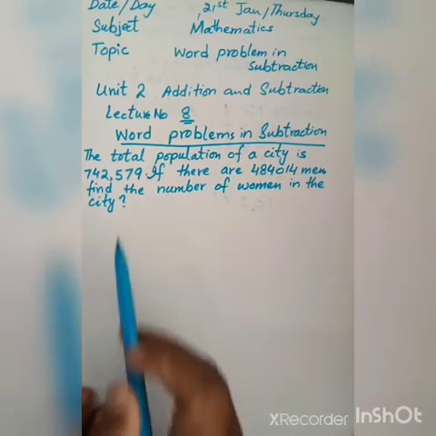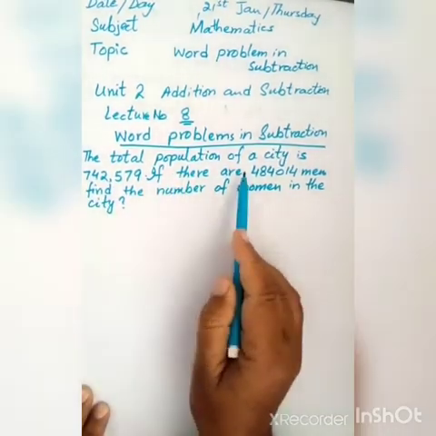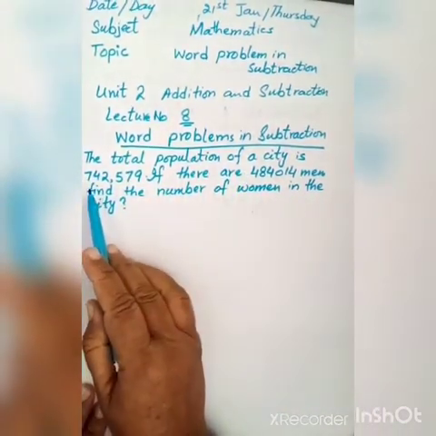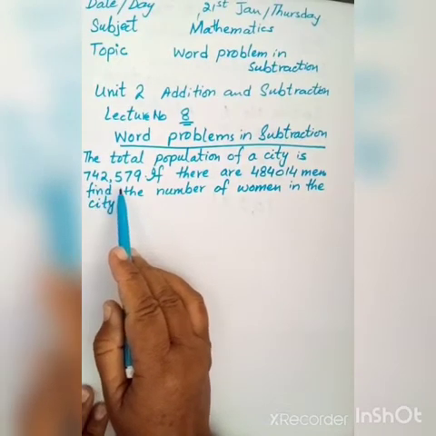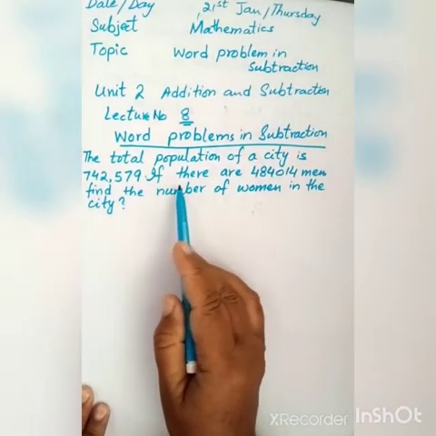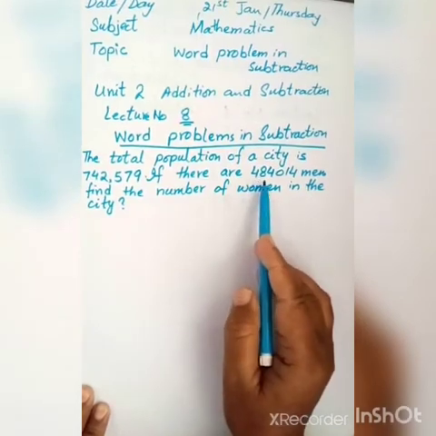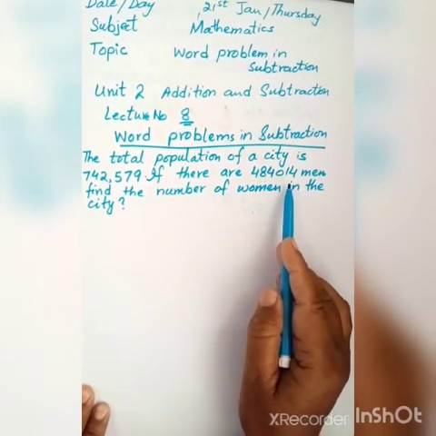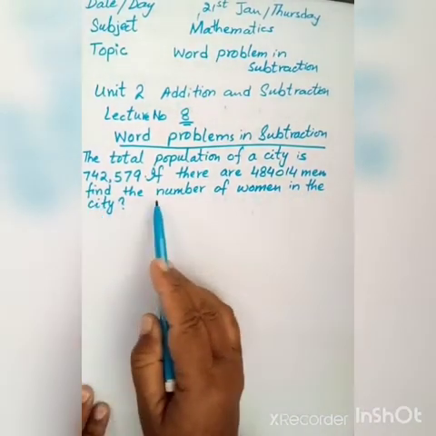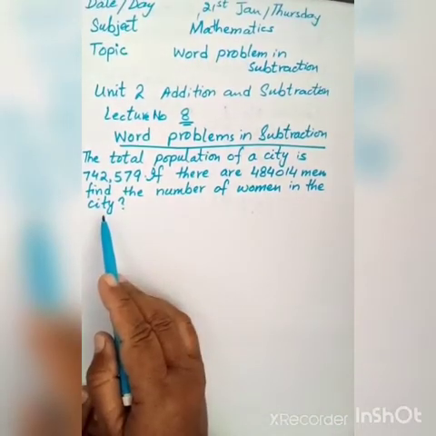The example is: the total population of a city is 742,579. If there are 484,014 men, find the number of women in the city.